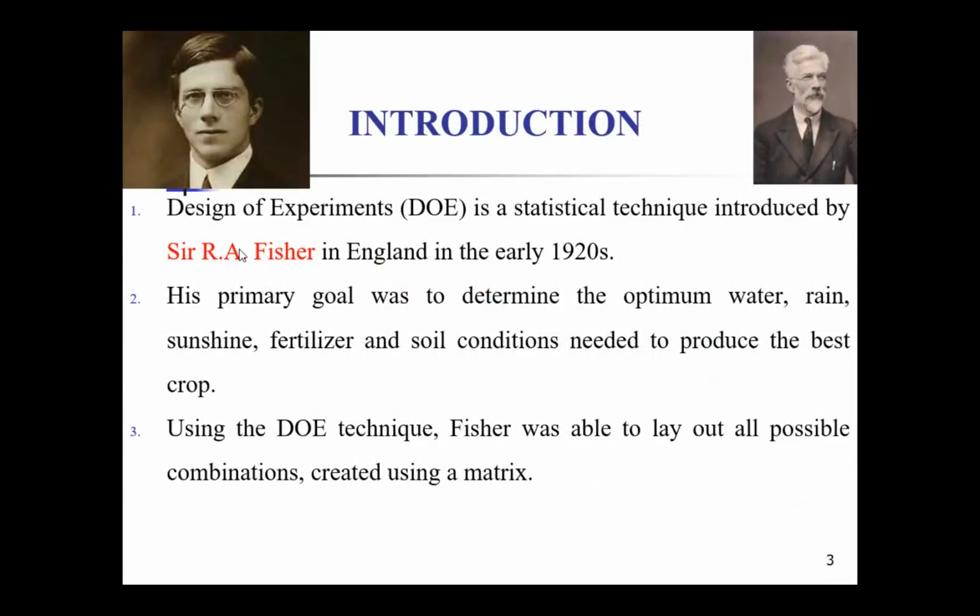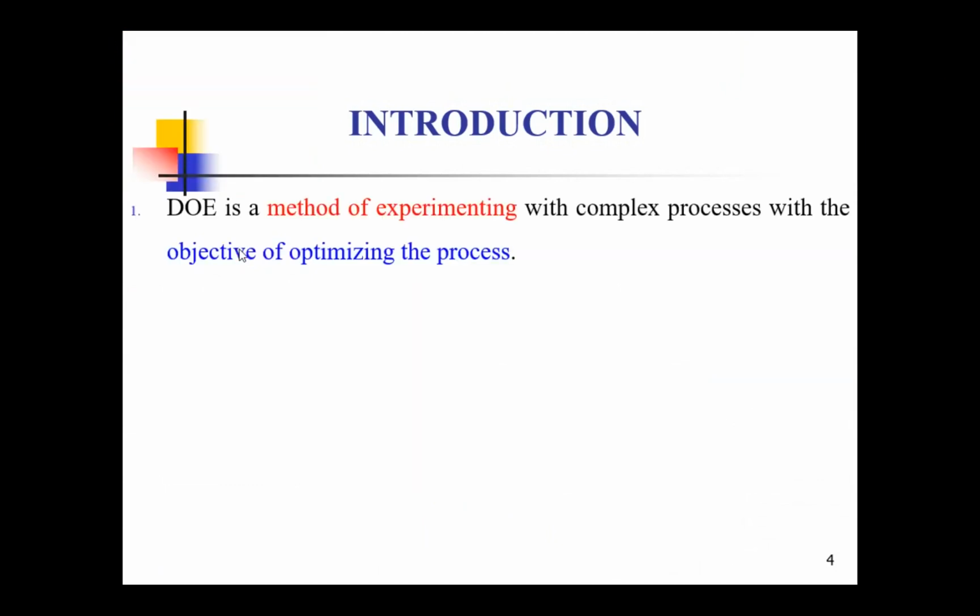So he designed an experimental matrix so that he had various combinations of the optimum water, rain, sunshine, fertilizer, and soil conditions, everything to obtain the best crop. So this DOE, the main objective of this is to optimize the process. The optimization is nothing but obtaining the best out of the available resources.